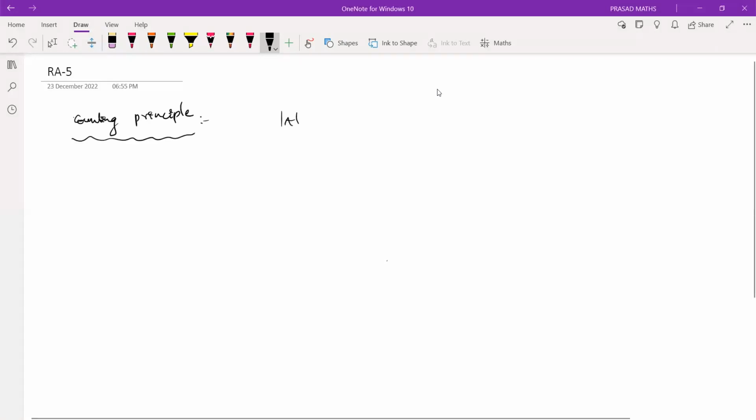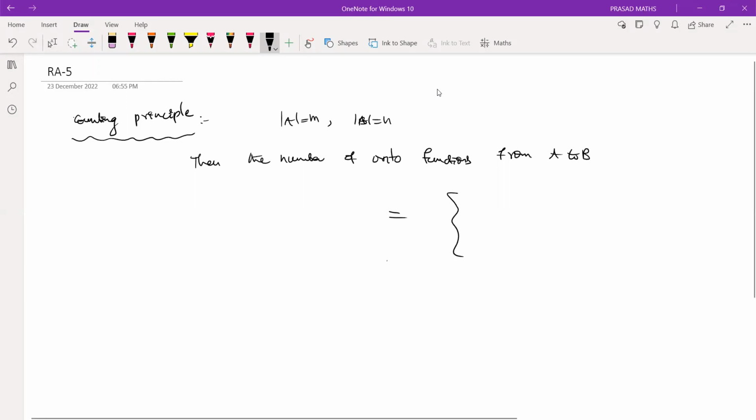Suppose the cardinal of A is M and the cardinal of B is N. So the number of onto functions from A to B. There are again two cases.